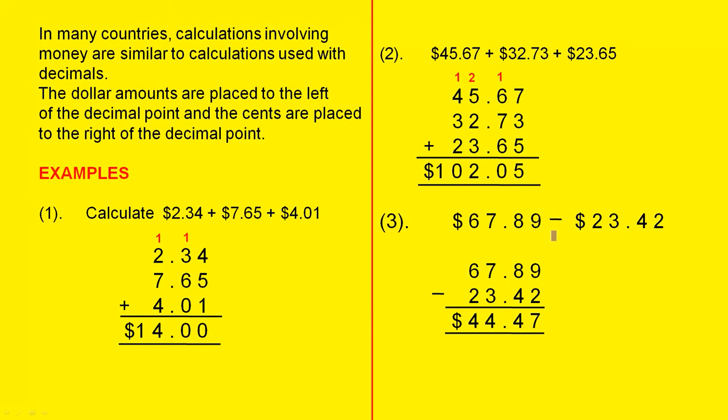We have subtraction also. We're subtracting those two amounts. Again, just write them down normally as if they were normal decimals. Do your normal subtraction. There's no trading here, so it's very straightforward, and we get the answer of $44.47.